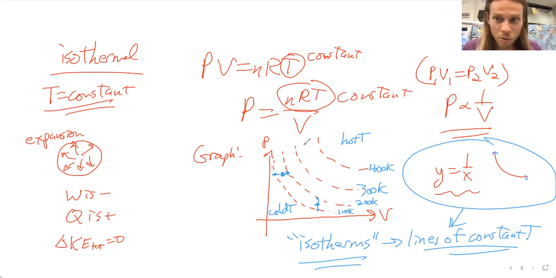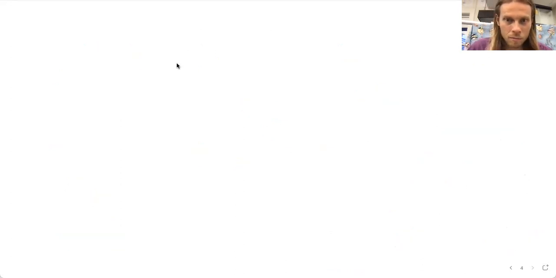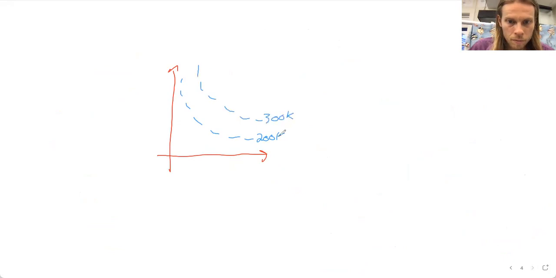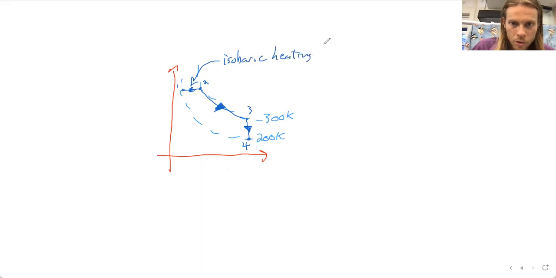The only exception to that is an isothermal process itself, which I'm just going to draw. Say I have two isotherms, 200 Kelvin and 300 Kelvin. And let's say I have a process that goes from here to here, 1 to 2, and then it follows an isotherm, 2 to 3, and then 3 to 4. So this would be isobaric heating, which is expansion. I heat it up, the pressure pushes out, it expands to a higher volume. And then this is isothermal expansion.